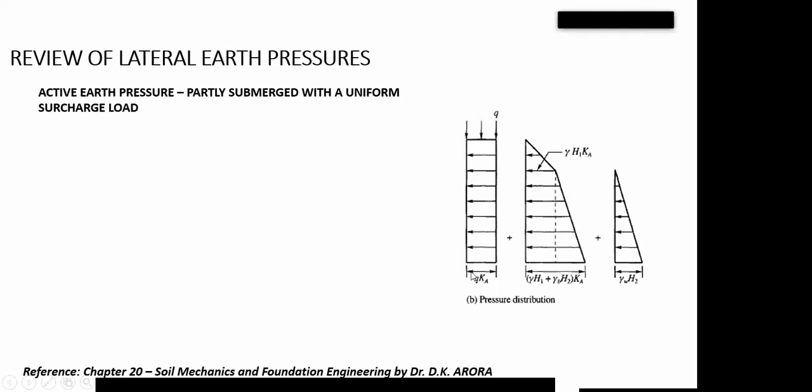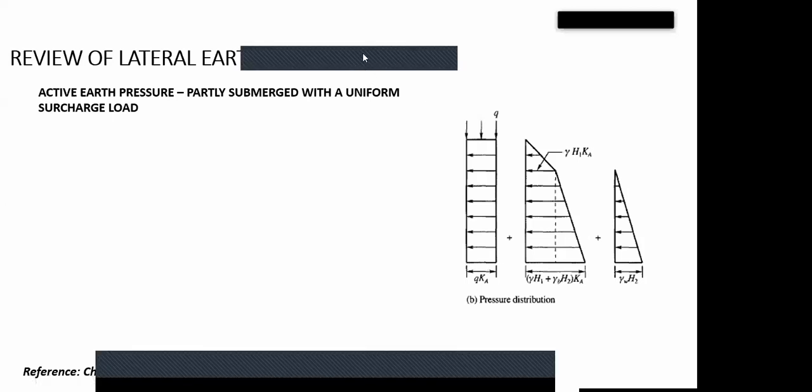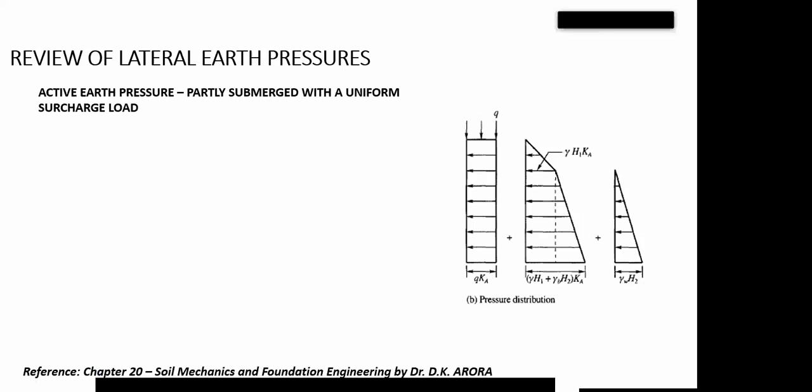It's just going to be your what? Your formula for your pressure, like I mentioned earlier, is QKA. QKA is your lateral pressure. To convert your surcharge load into pressure, just multiply it by your active earth pressure coefficient. By the time you multiply it by the active earth pressure coefficient, you are going to get your lateral earth pressure.